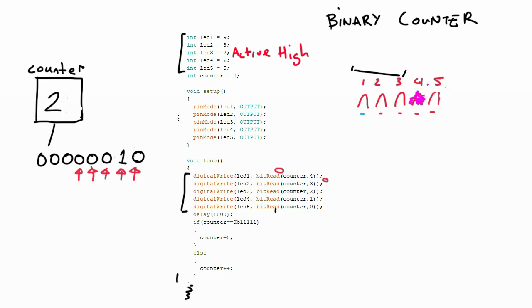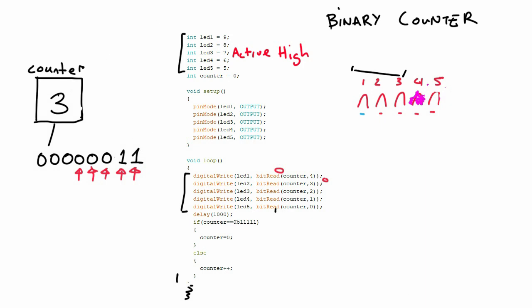We keep going, we delay, we check if it's full, which it isn't, and we go to the else and we increment by 1, and so we get 3. 3 in binary is going to be 1, 1. And we can see pretty quickly that what we should get is both 4 and 5 glowing.